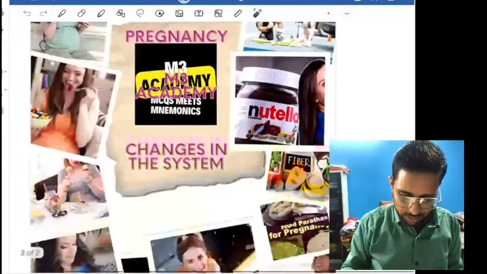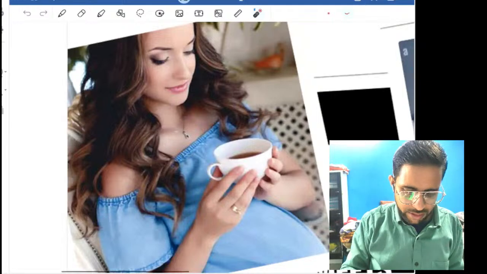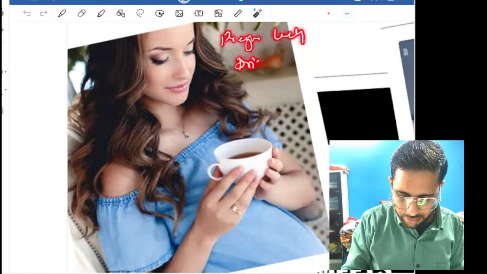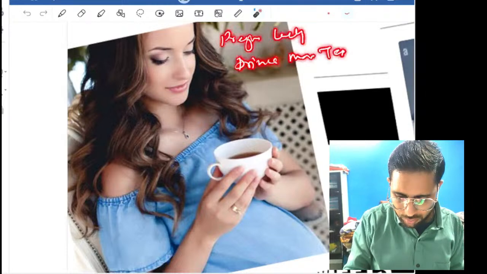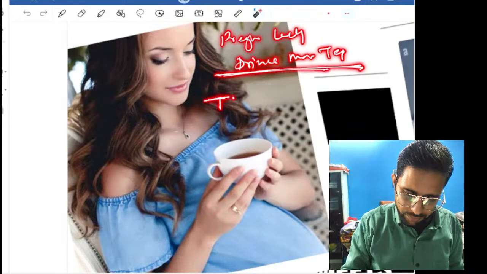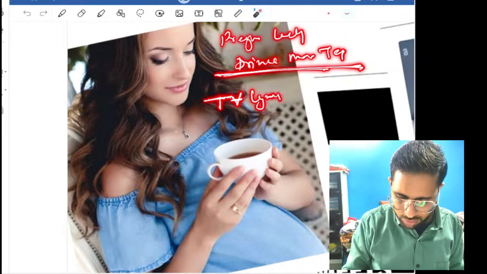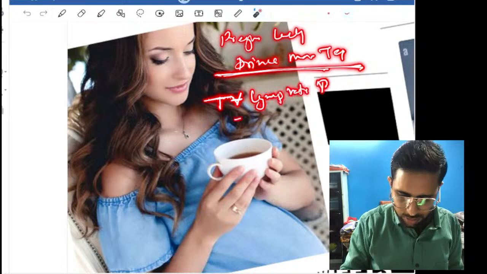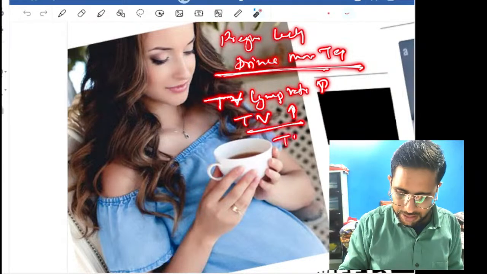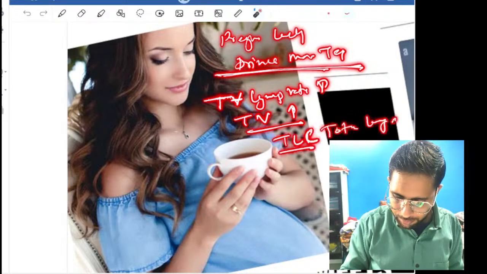Or you can say in pregnancy, the pregnant lady drinks more tea. As you see from the tea picture, the pregnant lady drinks more tea. So what is the meaning of tea here? T for T lymphocyte. T lymphocytes increase. You can say watch more TV, so T for tidal volume also increases.